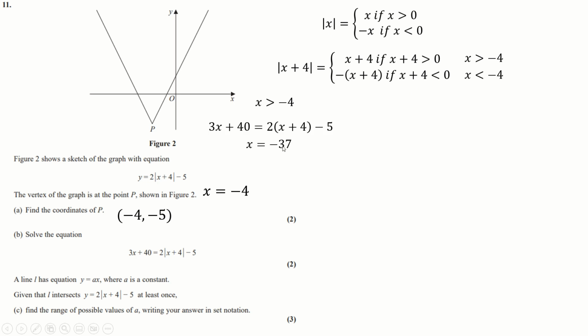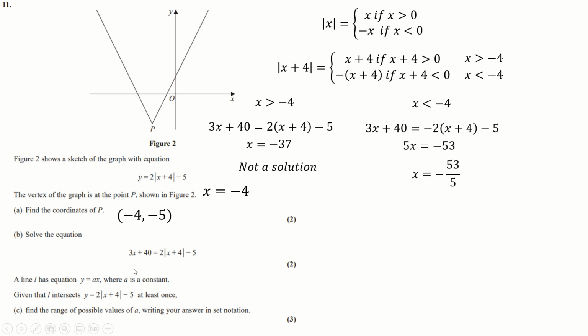Now the problem is, this is less than minus 4. And we were only interested if x was greater than minus 4 for this one here. So that's actually not a solution. However, if x is less than minus 4, we can replace x plus 4 modded with minus x plus 4, which is what I've done here. We can solve that, and this is less than minus 4, and so this is a solution, and that will be the one solution we have.